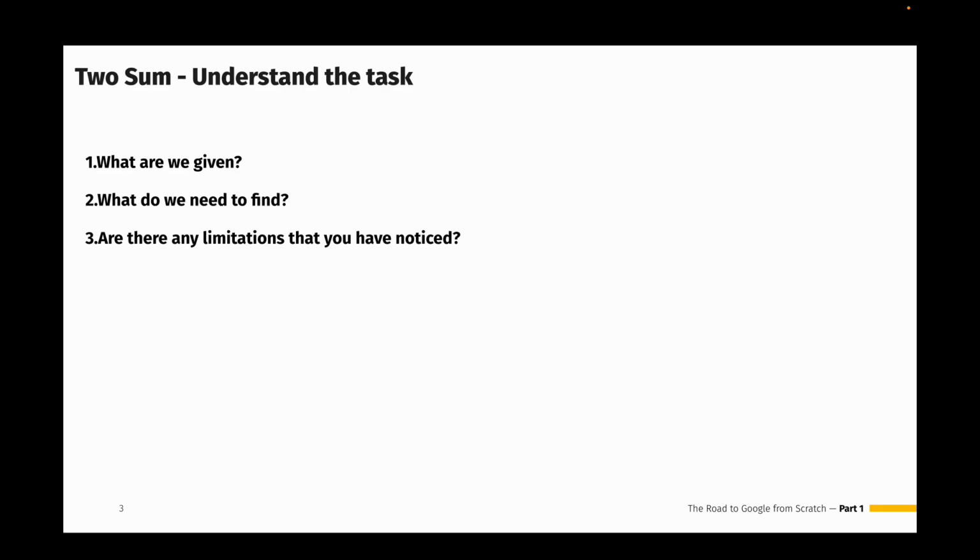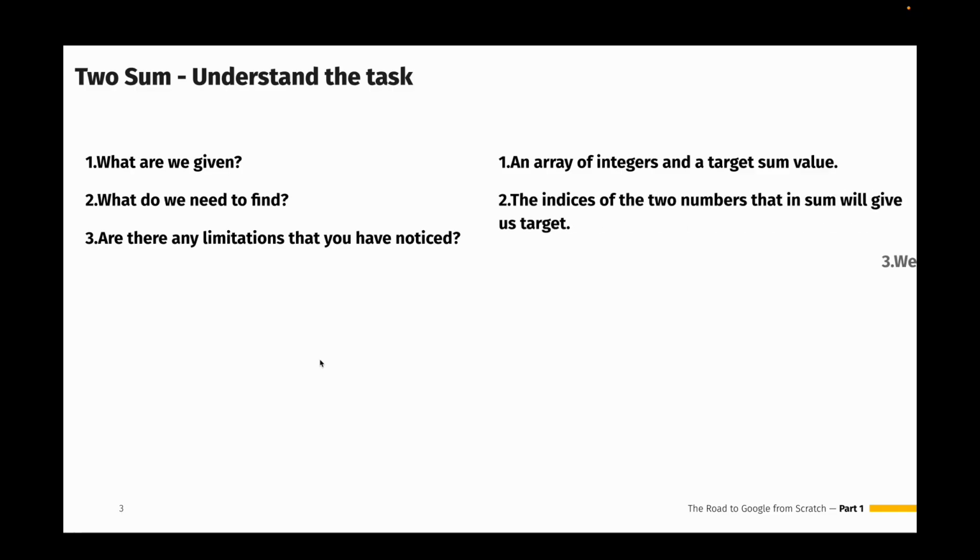So, for the first question, the answer is: we are given an array of integers and a target value, which means that our method will have two parameters. The first parameter will be an array of integers, and the second parameter will be an integer, our target. What do we need to find? The indices of the two numbers that in sum will give us target, which means that our method should return an array of integers.